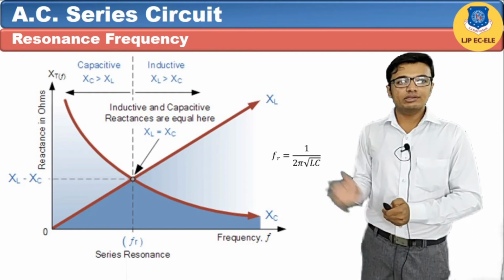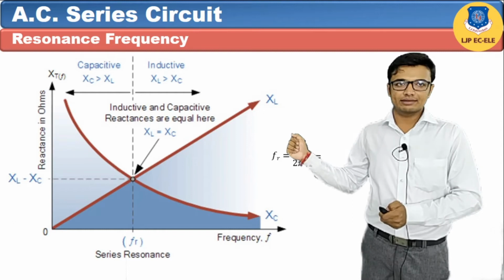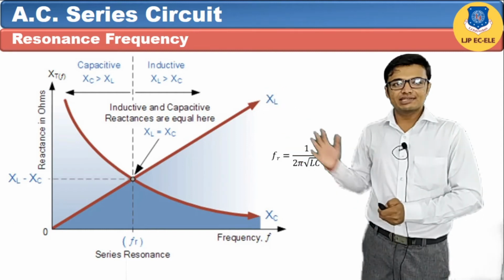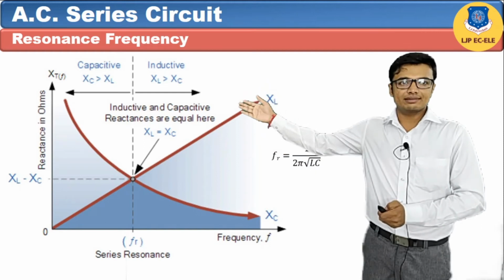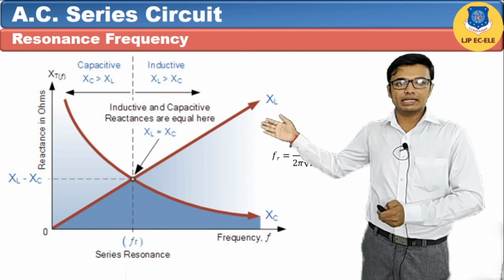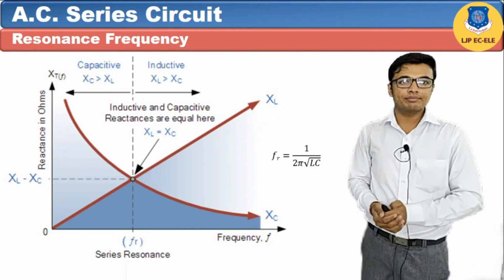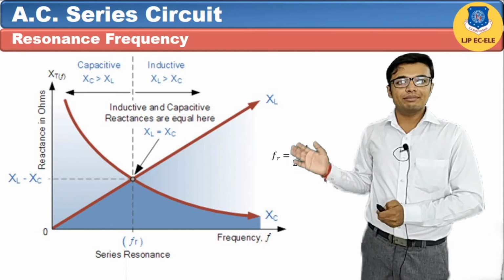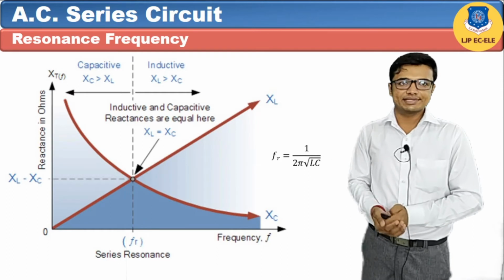As we know, before the resonance frequency, the value of capacitive reactance is greater than inductive reactance, which is shown in this figure. At the time of resonance, the value of inductive reactance becomes equal to the capacitive reactance, and after the resonance frequency, capacitive reactance becomes less than inductive reactance. So this is how net reactance varies with the frequency.